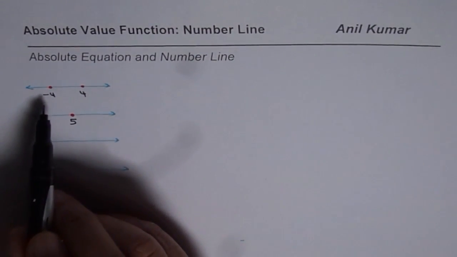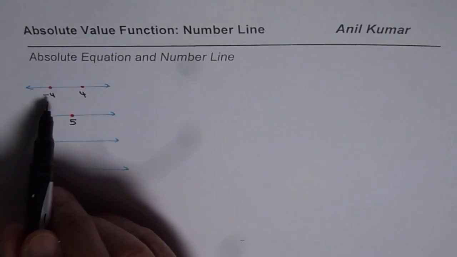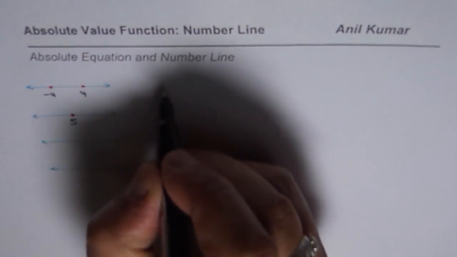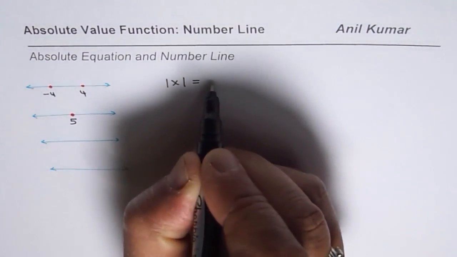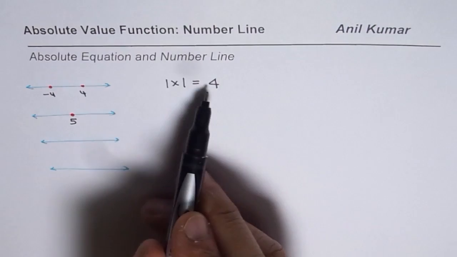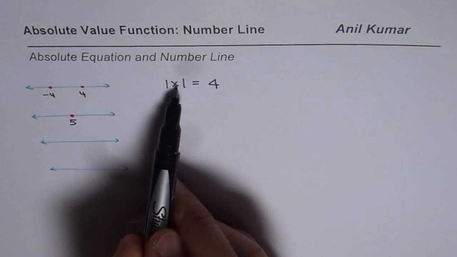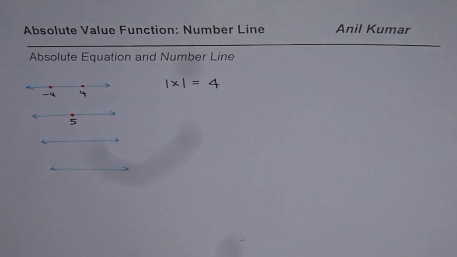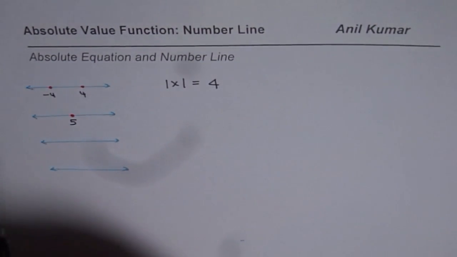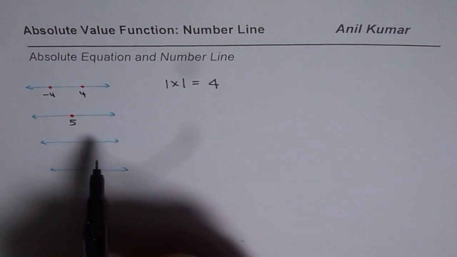So when we have absolute function equation whose solution is -4, +4, it's kind of simple. We can say absolute x is equal to 4. Now this particular equation, absolute x equals to 4, has two solutions. X could be -4 or +4, correct? You can now pause the video, write down the solution for the next given solution in the form of absolute function.